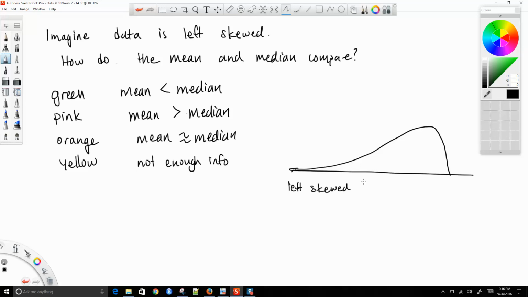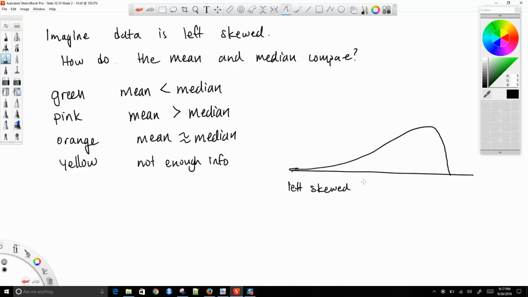All right. Have we come to a decision about what we think our answer is? Okay, go ahead and hold up your answers. Let's see what you guys think. Okay. So we're split between green and pink. Some people think not enough info.